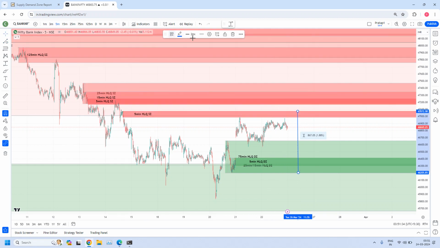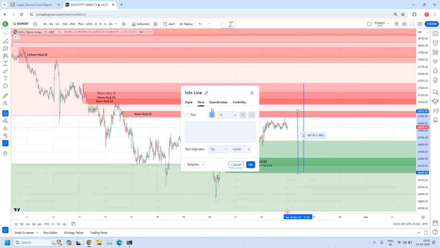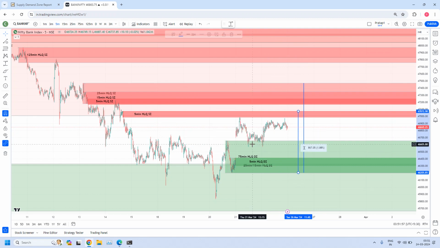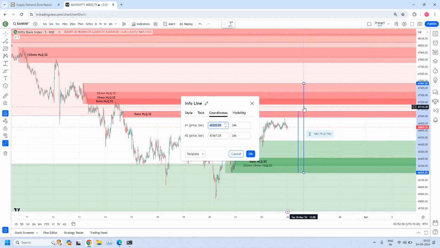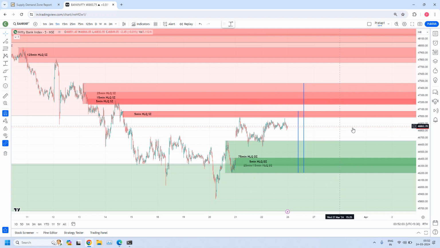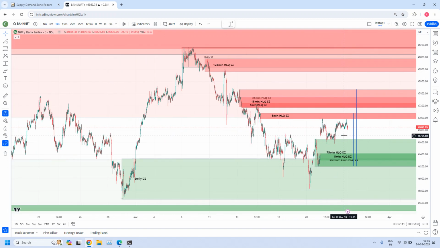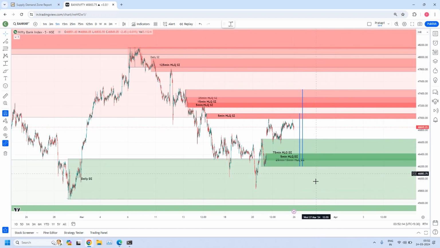If this is violated, the range could be like this. These levels are for Tuesday's point of view. Okay, I'm just adjusting the coordinates. This could be for your Tuesday's trading. Either this one or this one you can consider on Tuesday. And suppose if this is violated, then what will happen? The range could be within this zone.